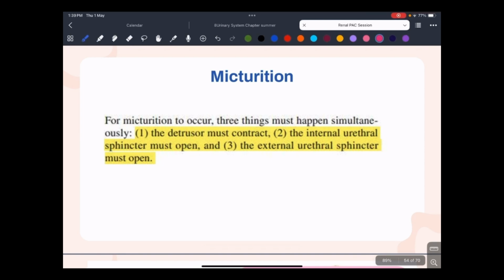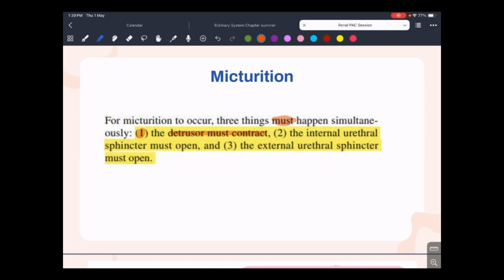Micturition. This is the last aspect of our lessons. And for micturition, I want you to keep these three things in mind to make this concept as simple as possible. For micturition to happen, three things must occur. One is that the detrusor must contract, because this is the bladder muscle, right?